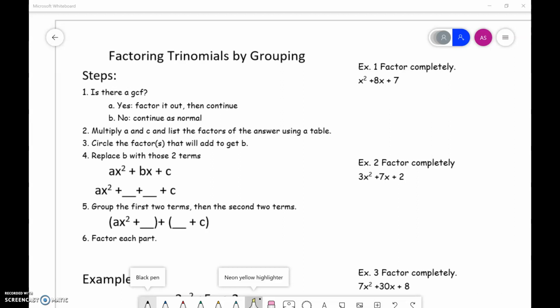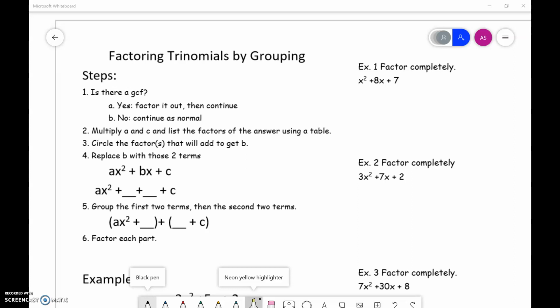All right, so today we're going to look at factoring trinomials by grouping. So what you'll see here is that you have a polynomial with 3 terms, and we're going to factor it just like we've been doing, okay? But there's going to be a few extra steps added on.